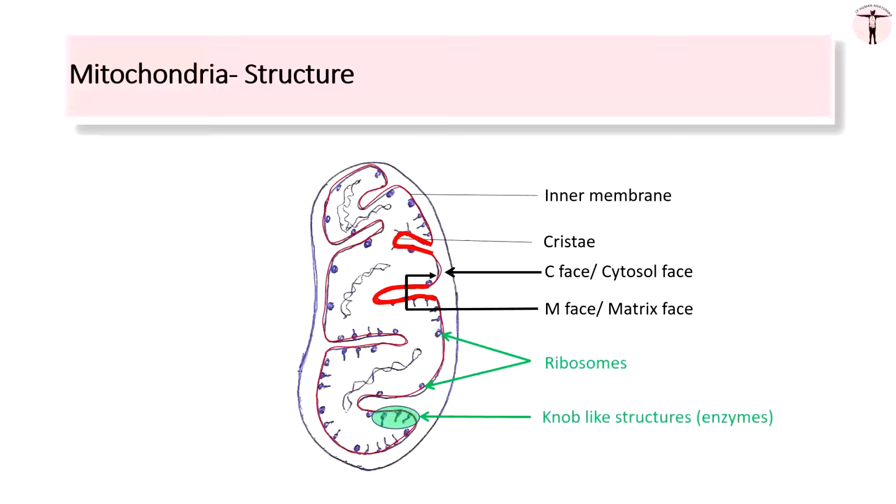The inner mitochondrial membrane is completely impermeable even to small molecules, with the exception of molecules like oxygen, carbon dioxide, water, ATP synthase and enzymes.